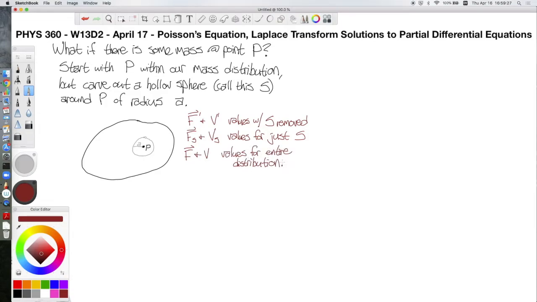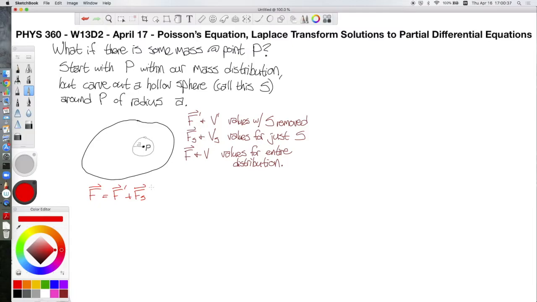So F prime and V prime are going to refer to our values for the force field and the potential with the sphere S removed, so with that hollow area in place. Fs and Vs are going to be the values just for the material within the sphere, for just S. And then F and V are going to represent the entire distribution. So this means that if we want the force field at point P for the entire distribution, we can find the force field for the entire area with the sphere S removed, and add to that the force field from just the material making up the sphere.